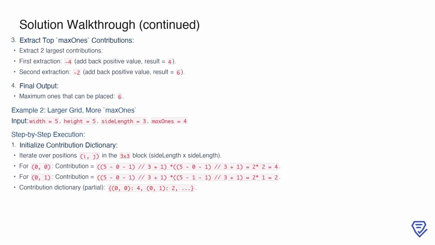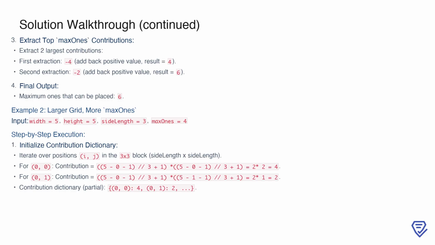Now that we have the heap, we proceed to extract the top maxOnes contributions. Since maxOnes is 2 in this example, we extract the 2 largest contributions from the heap. The first extraction yields -4, which we convert back to its positive value 4. The second extraction gives -2, which becomes 2 when converted back. Adding these values together, we find that the maximum number of ones that can be placed in the grid is 4 plus 2 equals 6.